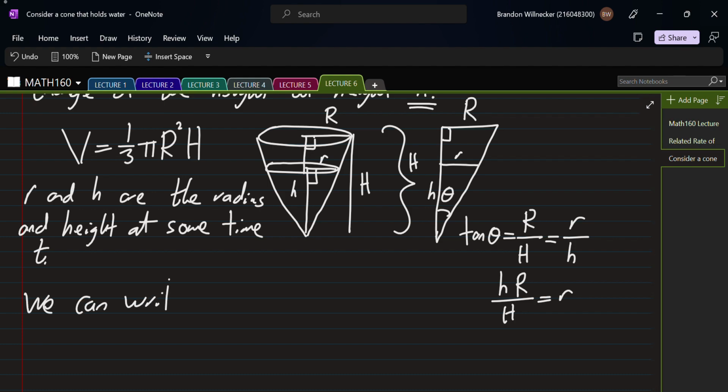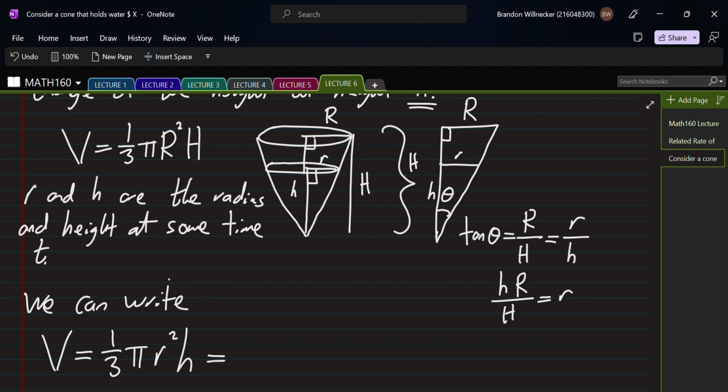Okay, so we can write V is equal to 1/3 pi r squared h. So that is the little r and little h, so that's the volume of the water, not the volume of the full cone.